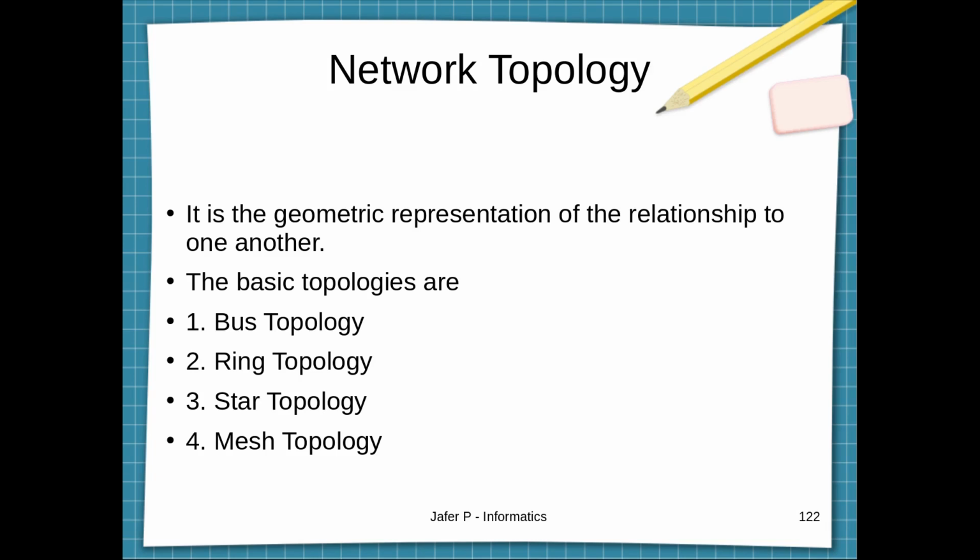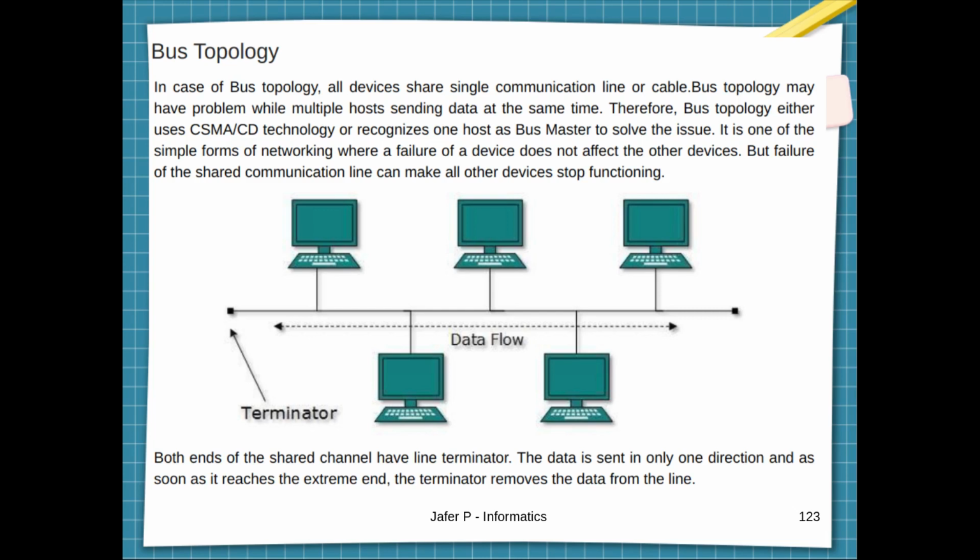And the different types of topologies are: first is bus topology, second is ring topology, third is star topology, and fourth is mesh topology. These are the four main categories of network topologies. Let's see one by one. First, let us see what is bus topology.